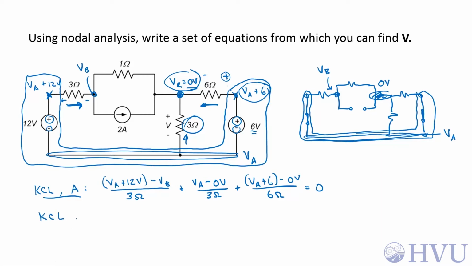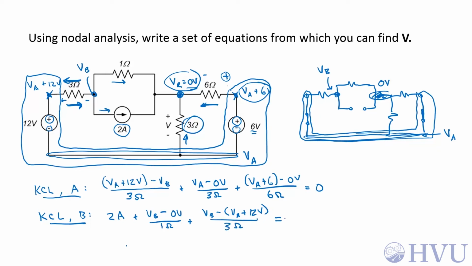Now KCL at B, I have 2 amps leaving that node due to this source. So if I assume positive currents are leaving, that becomes a positive 2 amp contribution. The current through the 1 ohm resistor is going to be VB minus VR, which is 0 volts over 1 ohm, plus the current through this 3 ohm resistor, now defined positive in this direction, is VB minus VA plus 12 volts over 3 ohms. That's all the currents I have to deal with. Those sum to 0.